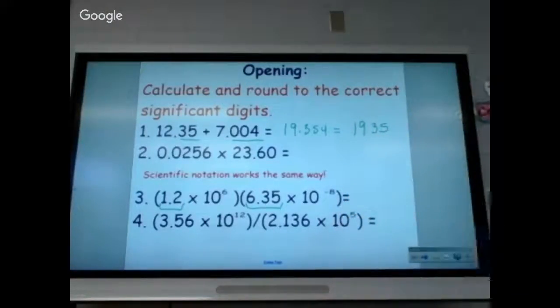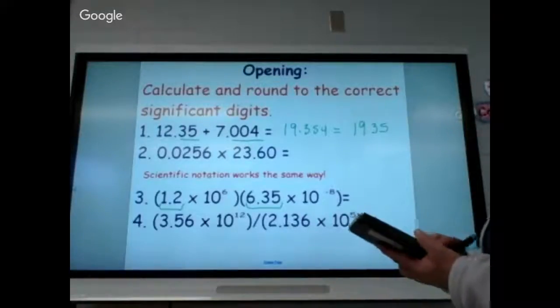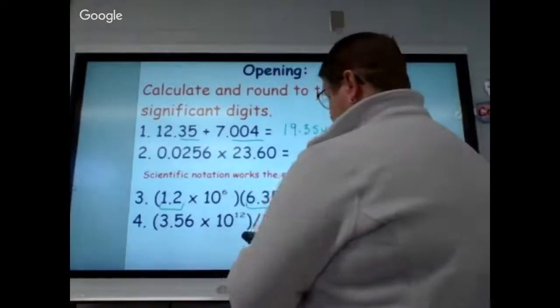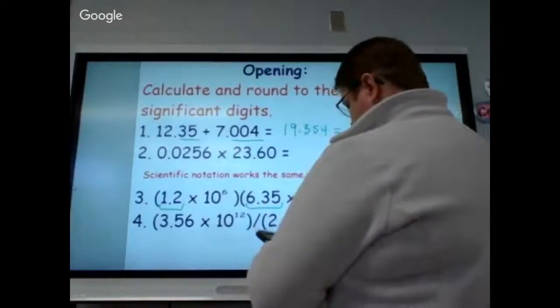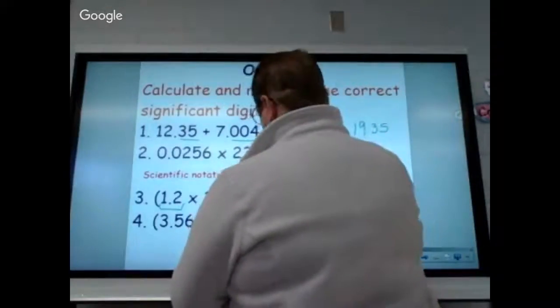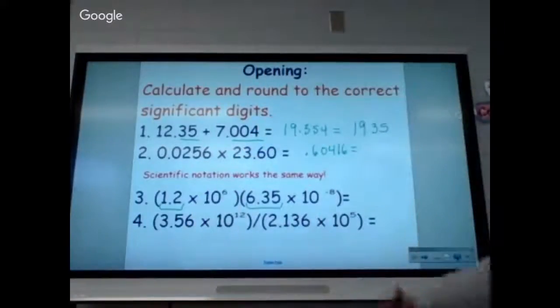All right, and the second one, we're going to say 0.0256 times 23.60. And I have a syntax error, so clearly Ms. Wall did not punch it in right. There we go. 0.60416. All right, and so when I round off, you can put that 0 as a billboard if you'd like. It doesn't matter because it's not significant either way.